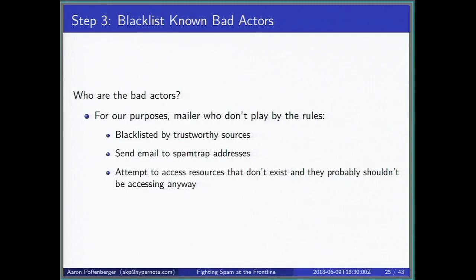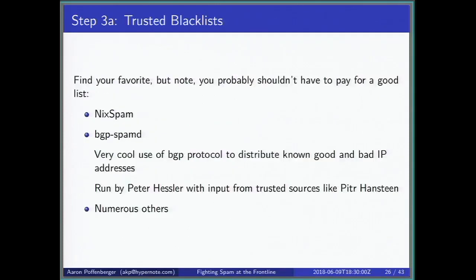So who are the bad actors? Well, again, for our purposes, mailers who don't play by the rules. First off, are they blacklisted by trustworthy sources? And that's your definition of trustworthy. I trust BGP SpamD. I trust the default entries in SpamD on OpenBSD. I trust Peter's list. So there are places that I go to, but you may have your own. But there's also a group, anybody who sends email to your spam trap addresses, if you've set up spam trap addresses, another good place. But I also look for people who are doing things they probably shouldn't be doing, and I'll show you some examples of that.